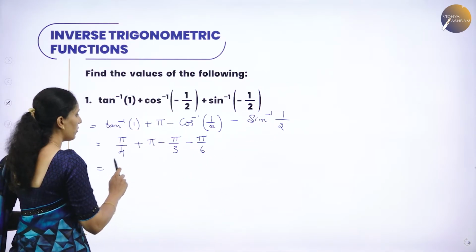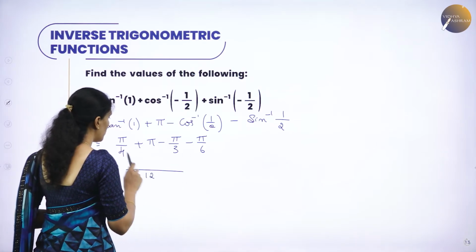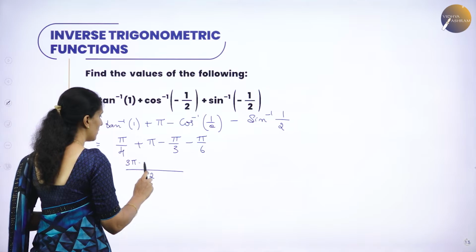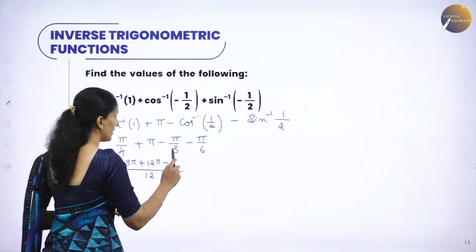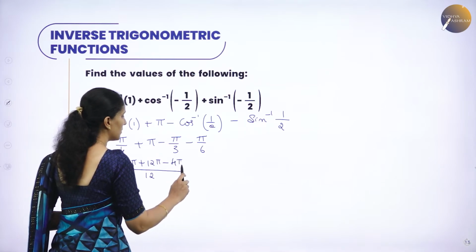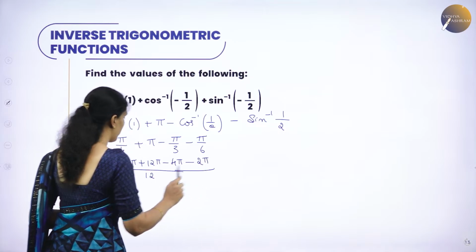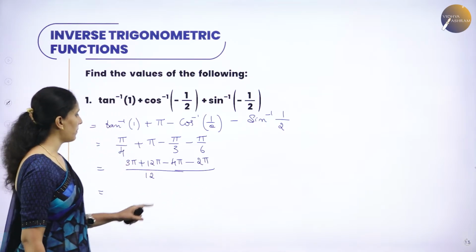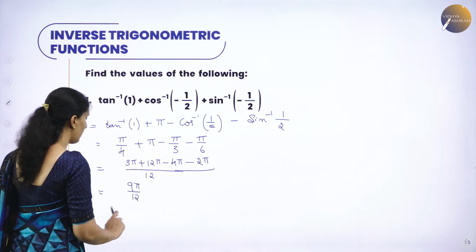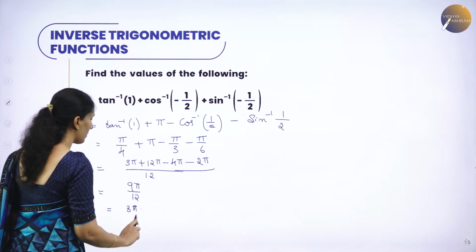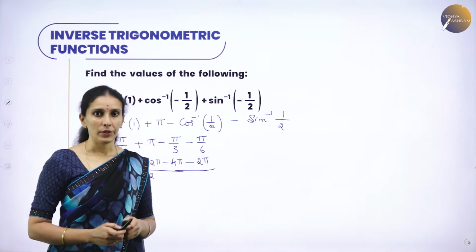So take the LCM of these fractions. We have 12 here. So 4 3s are 12 pi, minus 3 4s are 12, and here 6 2s are 12, minus 2 pi. So 15 pi minus 6 pi, we get 9 pi by 12. When you cancel it, it is 3 pi by 4. So this is the value of the given expression.